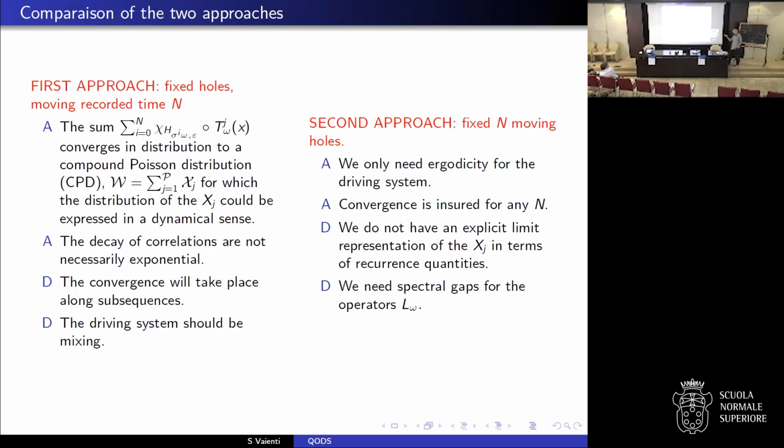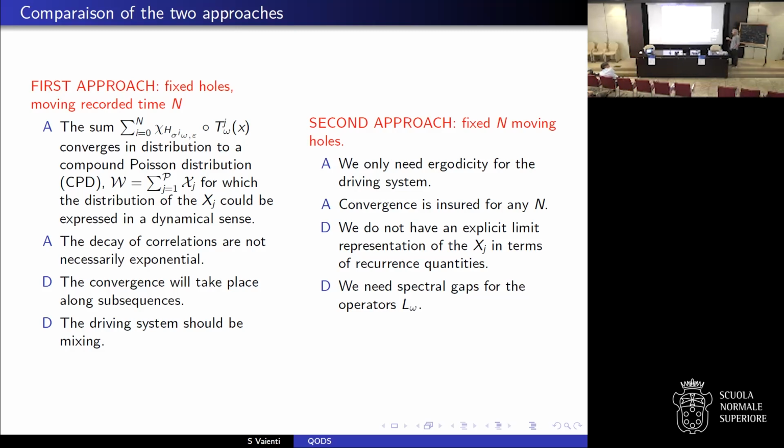Since there are 2 approaches, let me tell you about the advantages and the disadvantages of the 2 approaches. In the first approach, which I developed with Nikolai, what we can prove is the convergence in distribution to a compound Poisson. But the compound Poisson can be written in this way.